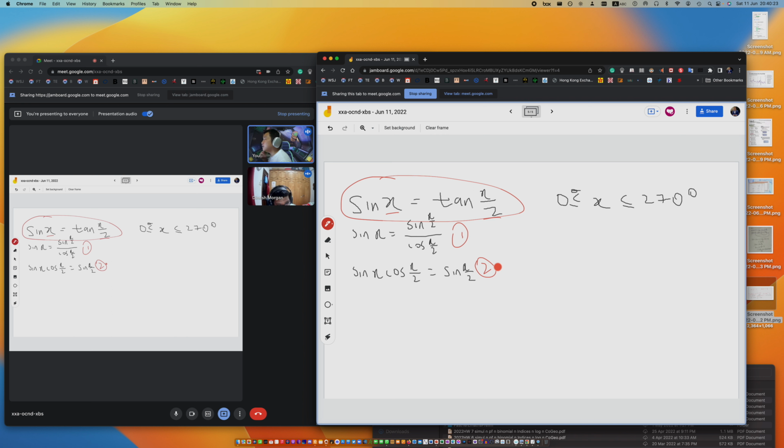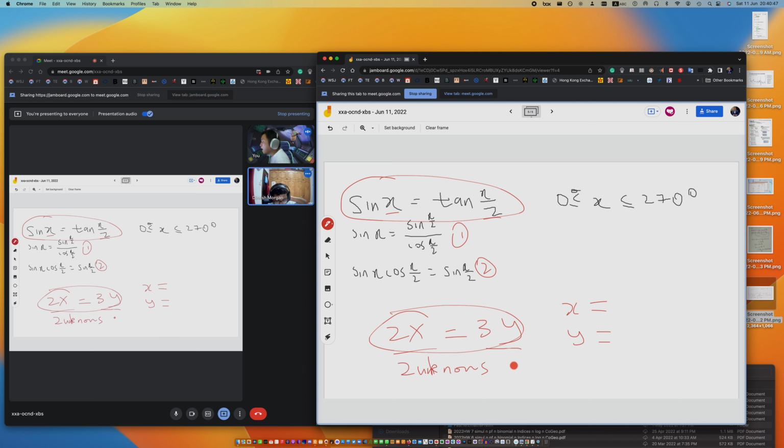Let's say if you are given this question, you have the angle x, and this is x over 2. Let's say I give you 2x and I give you 3y. Can you solve this really, to give me x equals to something, y equals to something? I don't think so, right? Why? Because this is two unknowns.